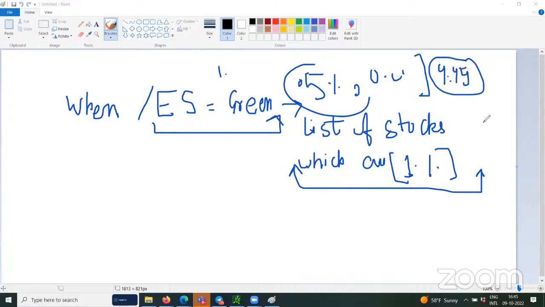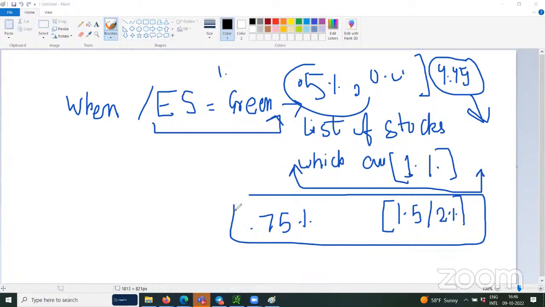Then in the next 5 to 10 minutes, what I observe is that if ES is slowly moving, let's say it's now 0.75, whether this stock has turned to 1.5 or 2% or not. If it does, that's something I will call relative strength. That is use case A: when ES moves up, my corresponding stock gains substantially.